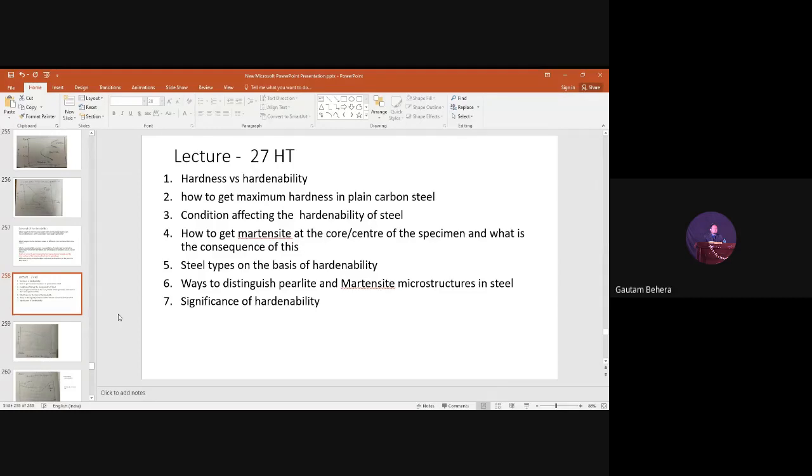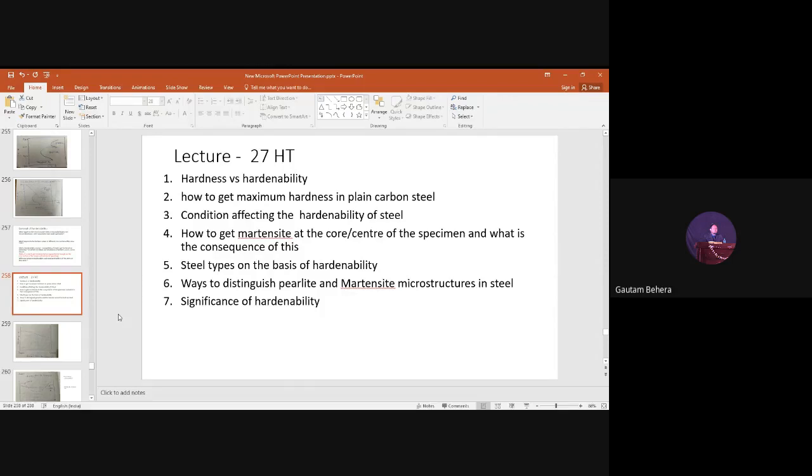Similarly, in another definition, we can say like this: hardenability is the ability of a steel to get hardened by forming martensite throughout the cross section of the steel without drastic or very rapid cooling. So this is the definition of hardenability. In a simple way, I can define hardenability as nothing but how easily we can form martensite throughout the cross section of the steel. You understand?